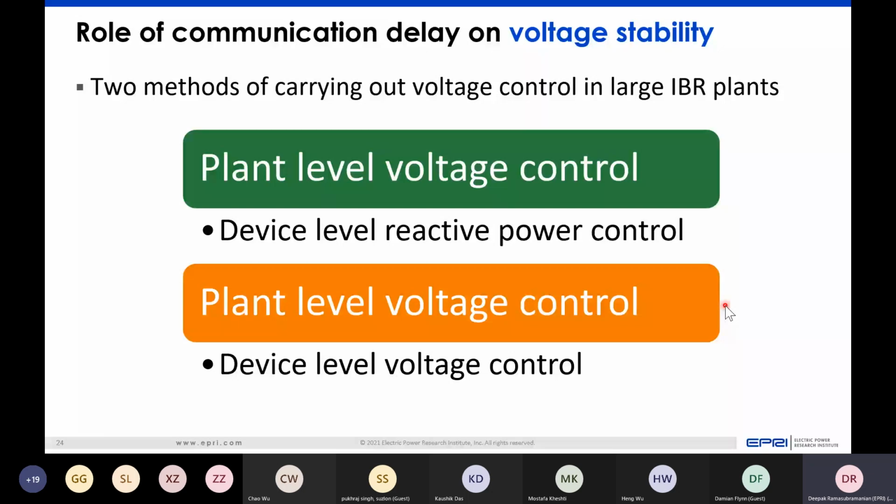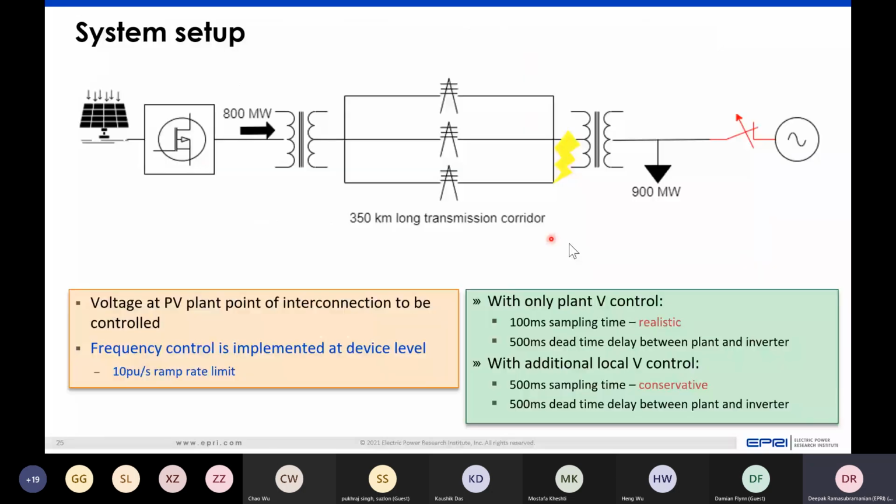As this shows by one of the examples that we did, wherein you have a large solar plant of 800 megawatts, shipping power through a 350 kilometer long transmission corridor to a grid, and then we disconnect the grid, thereby creating a 100% inverter-based resource network. So the frequency control is implemented at the device level with a high ramp rate, and we check 2 scenarios, wherein with only plant level voltage control and with additional device level voltage control, assuming the plant level controller has a realistic sampling time or a conservative sampling time.